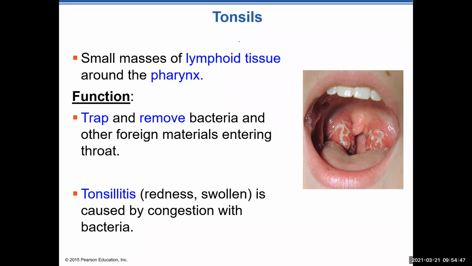And then we have the tonsils, right? Tonsils, as we know, protect our respiratory tract. These are the tonsils, right? And they simply remove the bacteria by trapping them, and then they are engulfed by the macrophages all over there, right?